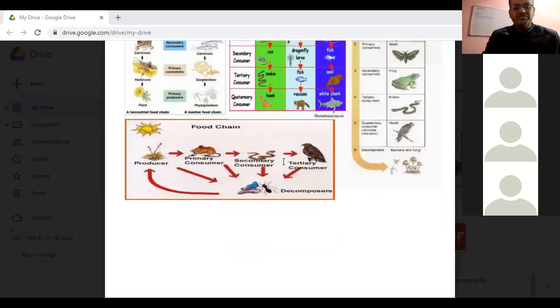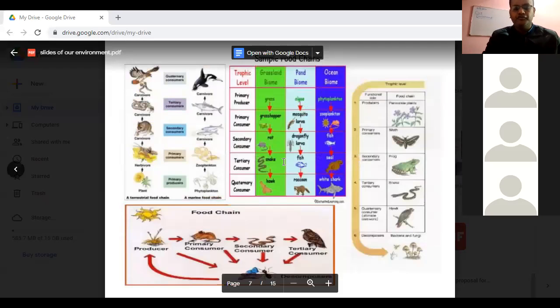Okay, so this was all about the food chain and the food web. Is it clear to all the students? So today our topic of discussion was environment, ecosystem, components of the ecosystem, then the different types of ecosystem, and what a food chain and a food web are. Is this clear to all the students? Okay, very good. So this was our today's topic of discussion.